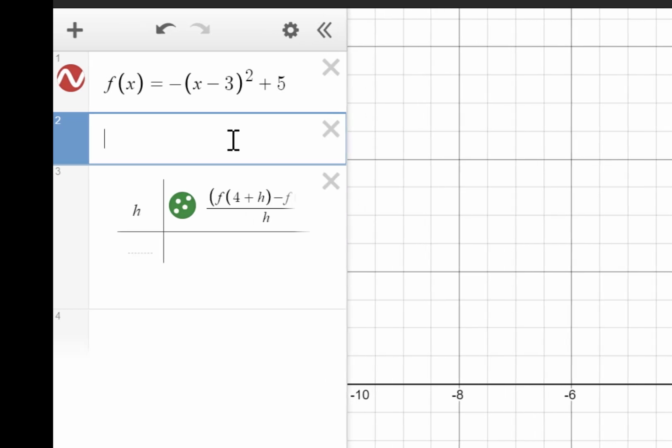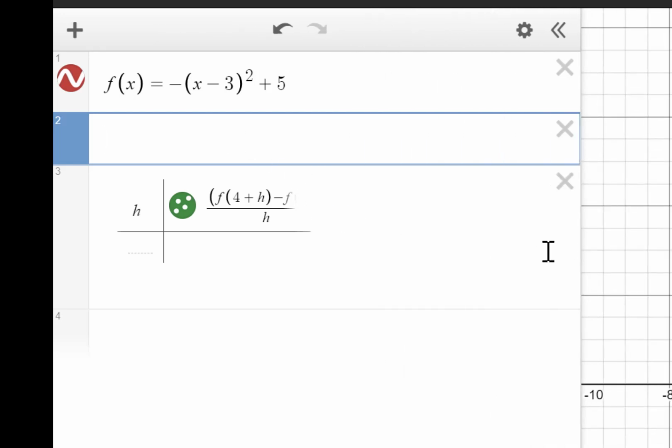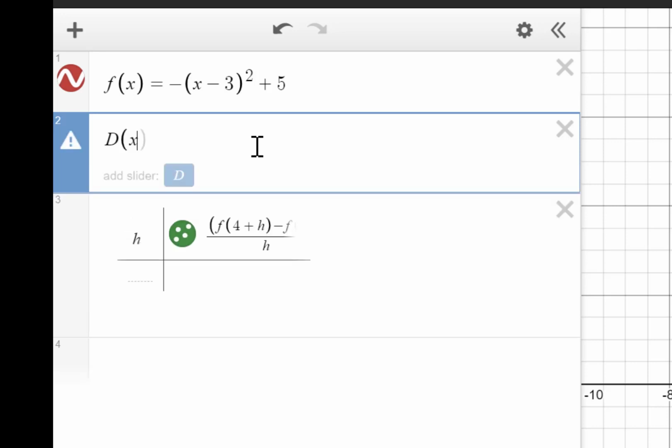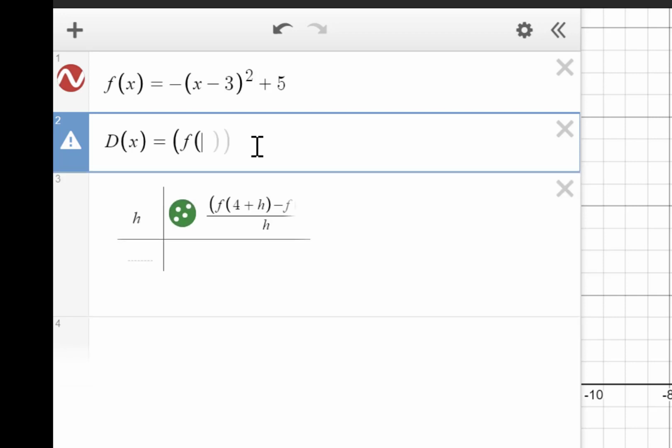Within Desmos, you see that the label on the output side of my table, the label for that difference quotient at x equals 4, the label for that average rate of change calculation, you can't see the entire thing. Even if you make this wider, it still cuts it off. So it is kind of nice to be able to show your reader the entire label. One way you can do that is to define a new function. I'm going to call it d of x, which is the difference quotient.